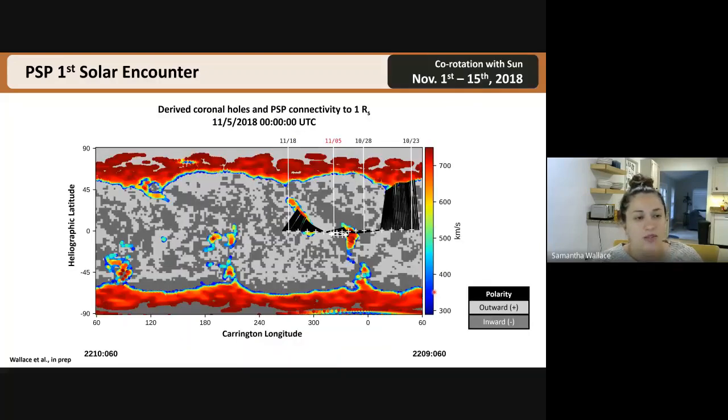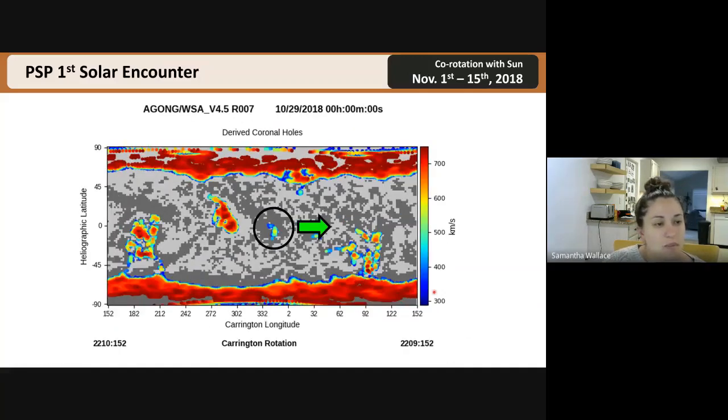So this is a plot of the WSA-derived coronal holes that best summarizes the time period surrounding perihelion. For nearly all of the co-rotation period, Parker is connected to this mid-latitude coronal hole that extends from the south. This is a still, so it represents the coronal hole as it appeared on November 5th. But if we look back to October 29th, we can see what this coronal hole looked like when Parker first began to observe it. And it's much different, as you can see in the black circle.